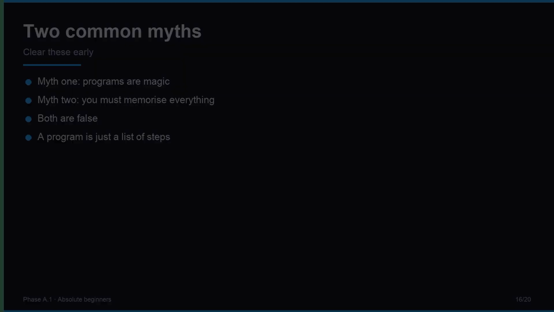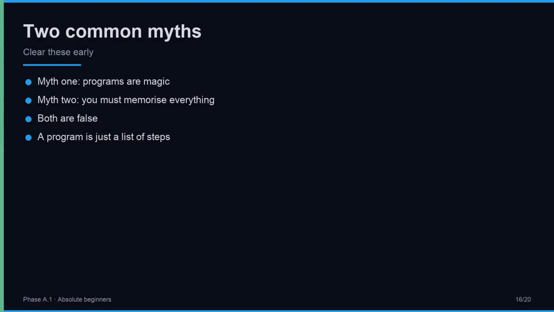Stay in the box. 2 myths scare beginners, so let us clear them now. Myth 1, a program is some kind of magic. It is not. It is a plain list of steps, exactly like a recipe, written in a file. Myth 2, you must memorize everything to write a program. Also false. Experienced programmers look things up constantly. The real skill is reading carefully and thinking in small steps, both of which you already practice every single day.